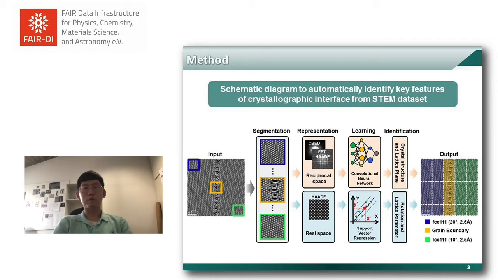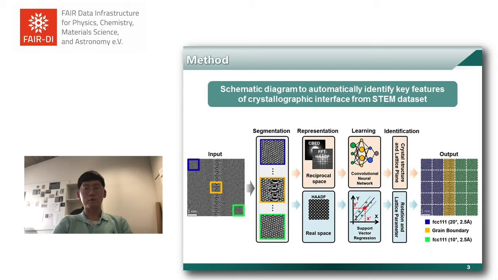Here is one of the STEM data. At first, a sliding window scans the entire image and extracts patches at various positions like this. And these patches are represented in a suitable way, for example, electron diffraction pattern or atom resolved image. And then they are sent to the machine learning models in order to identify key features. And finally, we can obtain an identification map that has the corresponding key features of local regions.